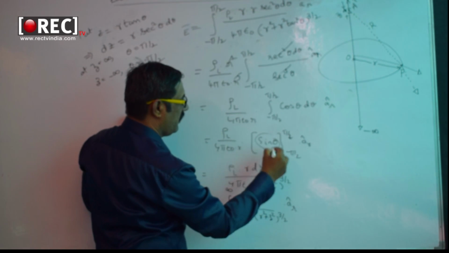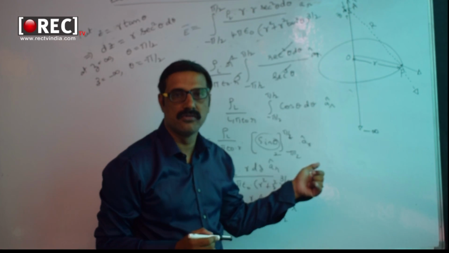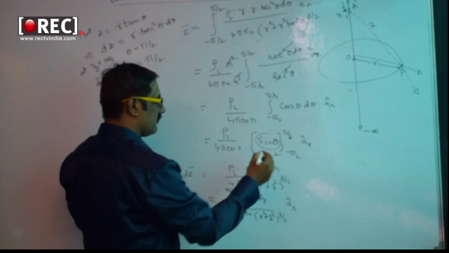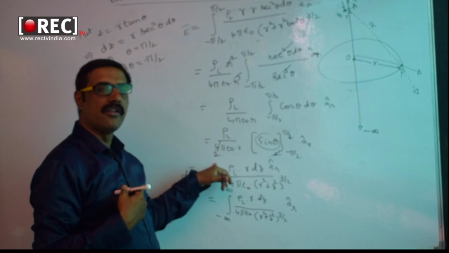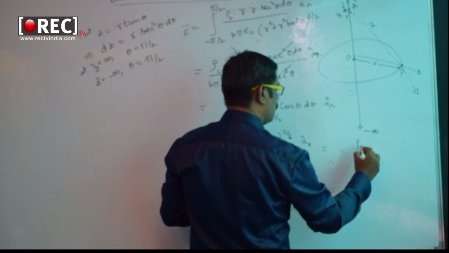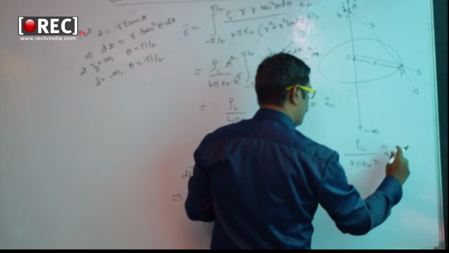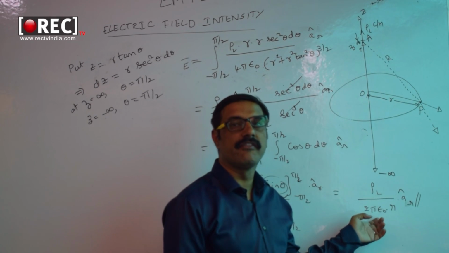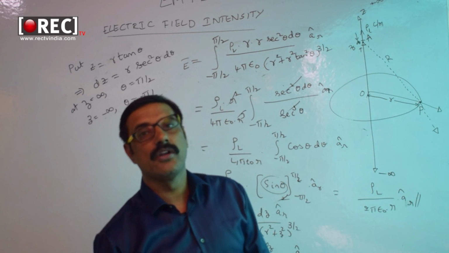So this turns out to be 2. Why? Because sin pi by 2 is 1, minus sin of minus pi by 2, which gives 1 minus of minus 1, or 1 plus 1, which is 2. So you have 2 here. This 2 then gets cancelled: 2 into 2 pi gives 4 pi, and you are remaining with 2 in the denominator. So effectively it would be rho L by 2 pi epsilon naught R into AR cap. This is the final result, the relation for determining the electric field intensity due to a line charge carrying a density of rho L coulomb per meter.